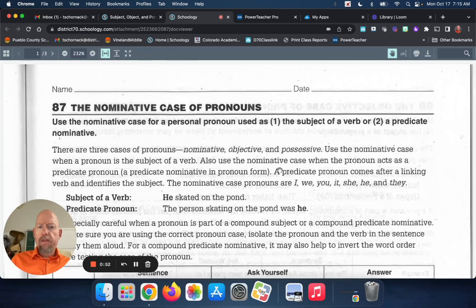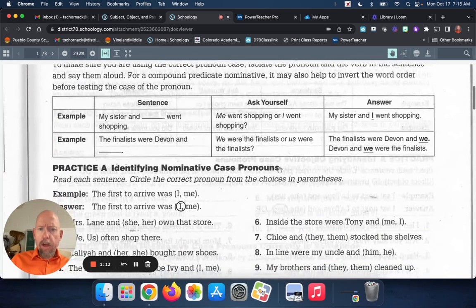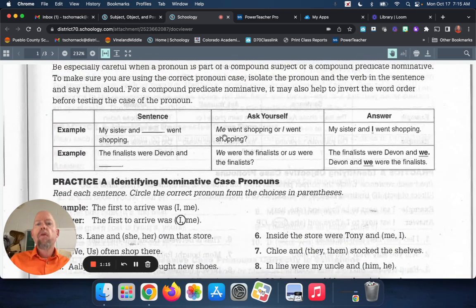I know this one says the nominative case. Because a personal pronoun that's a subject can either be the subject of a sentence or it can be the nominative. A predicate nominative only comes after a linking verb. We see some examples. Ask yourself the question of who or what. Like if we look at "My sister and blank went shopping," it would be I.